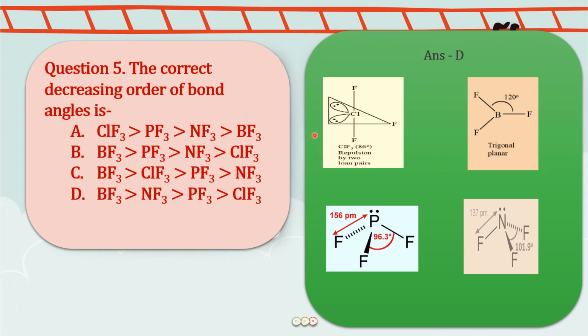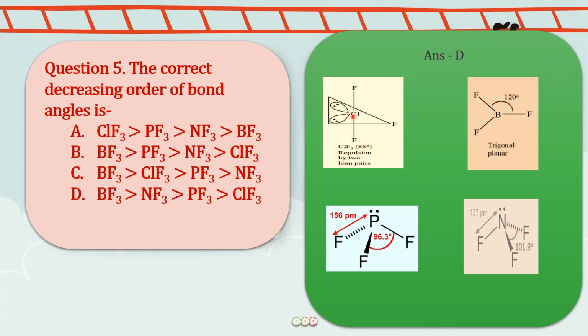First of all, if you find the hybridization for the four molecules, you will find that in ClF3 it will be sp3d hybridization. In the case of BF3 it is going to be sp2. Then in the case of PF3 and NF3, both will have sp3 hybridization. If I talk about why BF3 has the largest angle, it is sp2 hybridization. All the three are bonded pairs of electrons, so each angle is going to be 120 degrees.